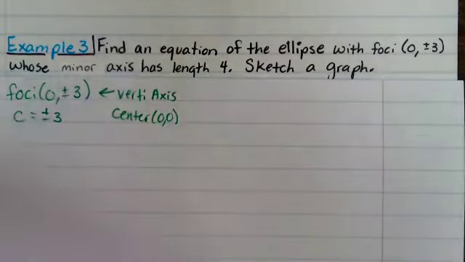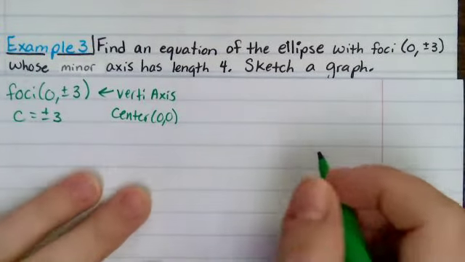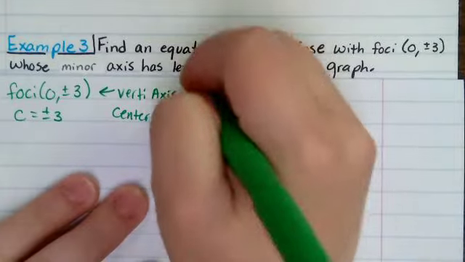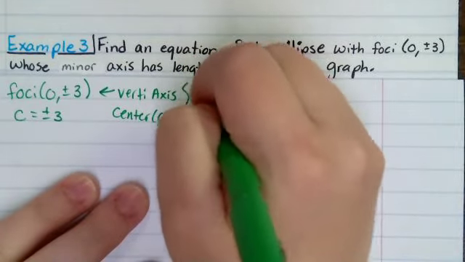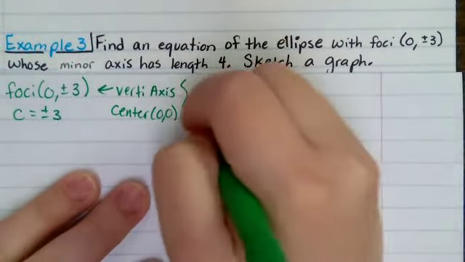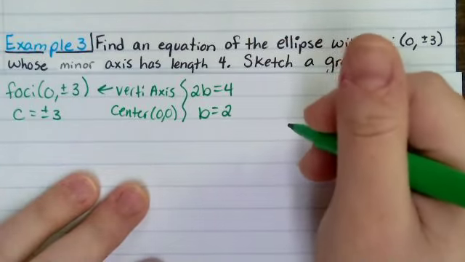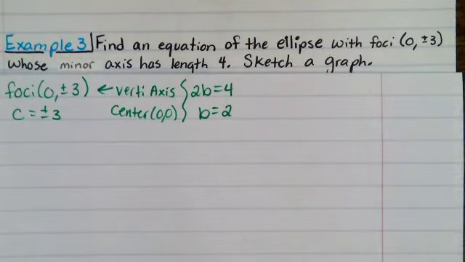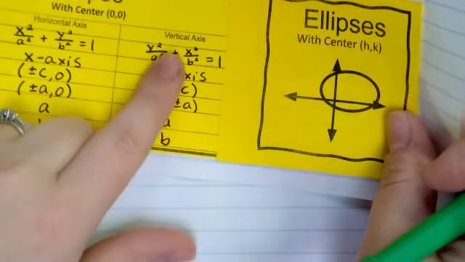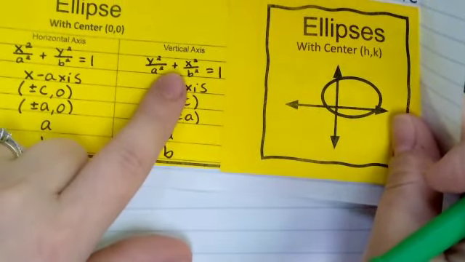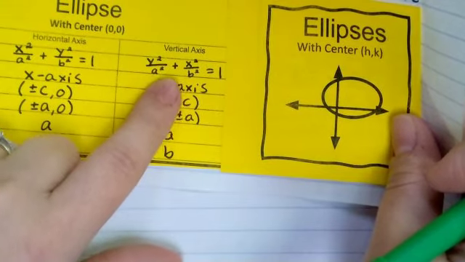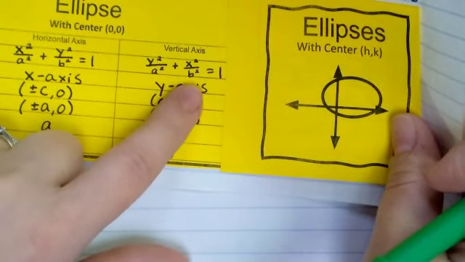So if our minor axis is 4, that means that 2b is equal to 4, which means b is equal to 2. Okay, so right there I've got my c, I've got b, and I am supposed to figure out the equation. Well, in order to write my equation, we've determined we've got a center at (0, 0). We've determined it's got the vertical axis. I need to know my a and my b value.